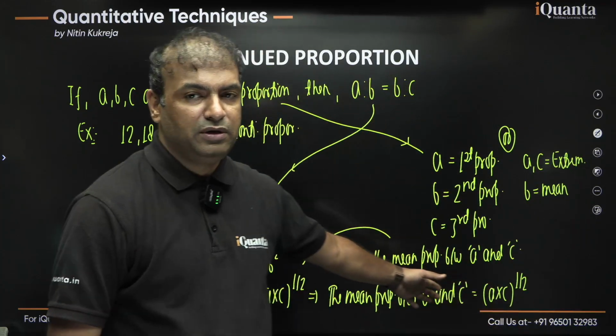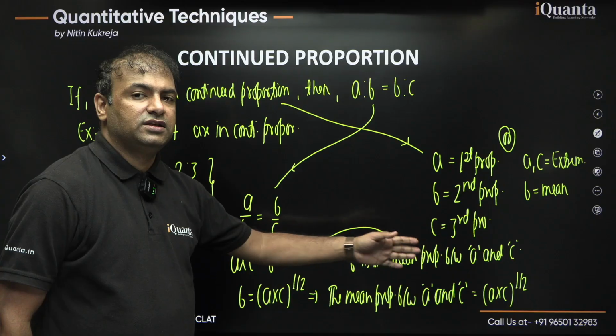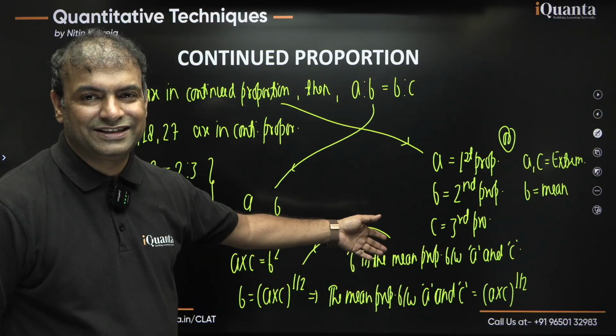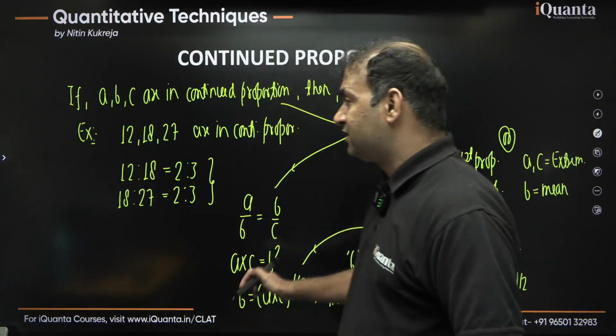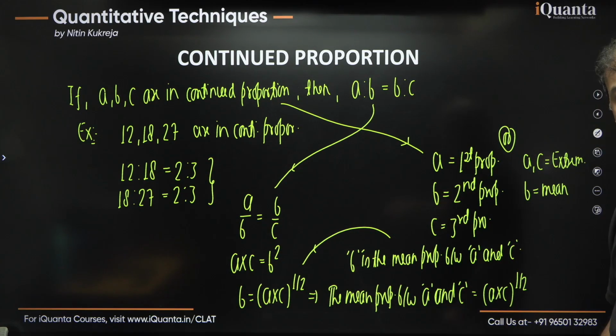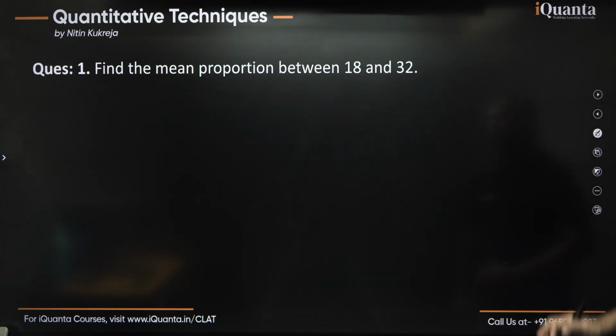For example, the mean proportion of A and C is the power half of the product of A and C, and that will work for any two numbers. All right. So these, guys, are the basics of continued proportion. Now let's try a few problems based on this.